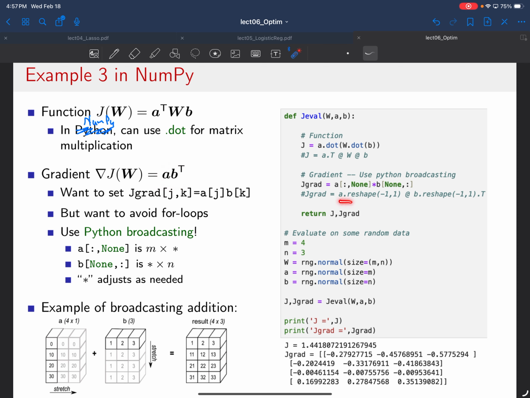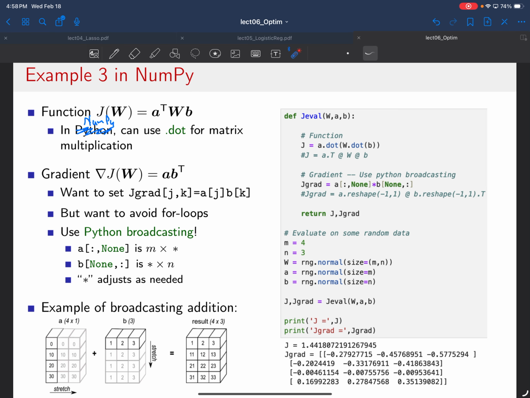So here we're going to reshape a so that the last dimension is 1. Basically, it turns us from a 1D quantity to a 2D quantity. We're going to reshape b, and we're going to transpose b. Now, because we have matrices, we can do the @ sign.